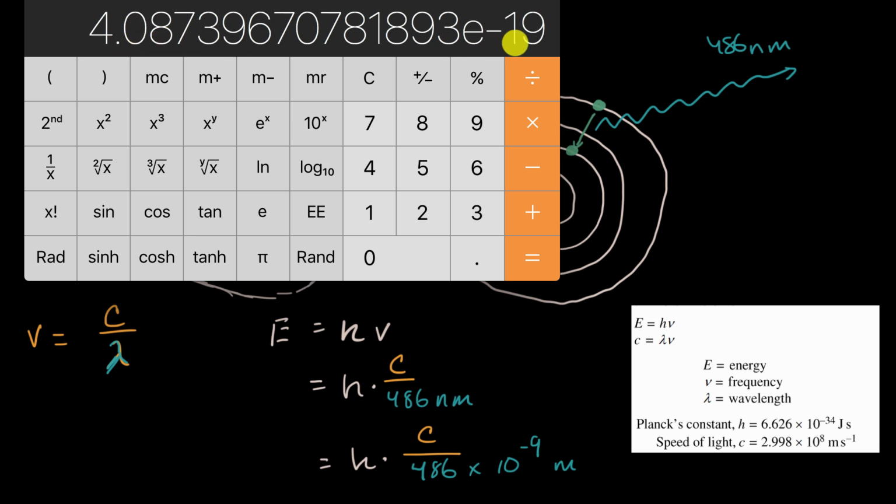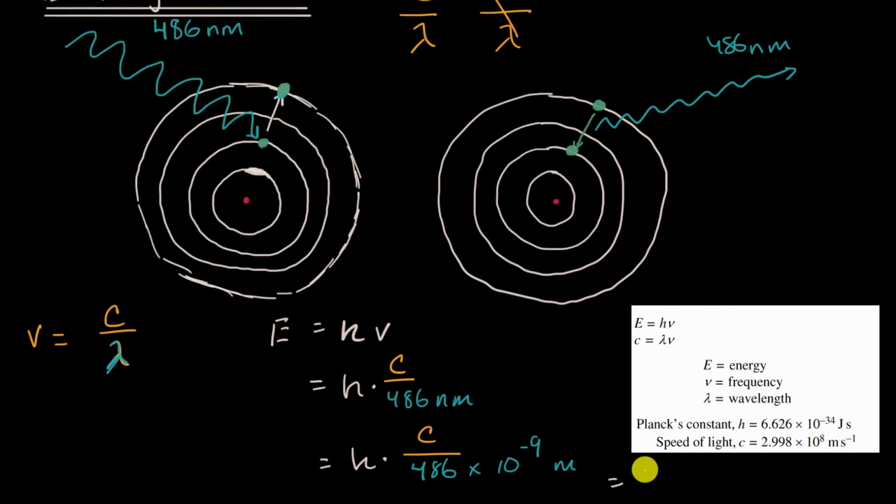4.09 times 10 to the negative 19th, and Planck's constant here is given in terms of joules. So 4.09 times 10 to the negative 19 joules. What that tells us is that the difference in these energy levels is this many joules, or the energy of that photon that has a wavelength of 486 nanometers. That energy is 4.09 times 10 to the negative 19 joules.